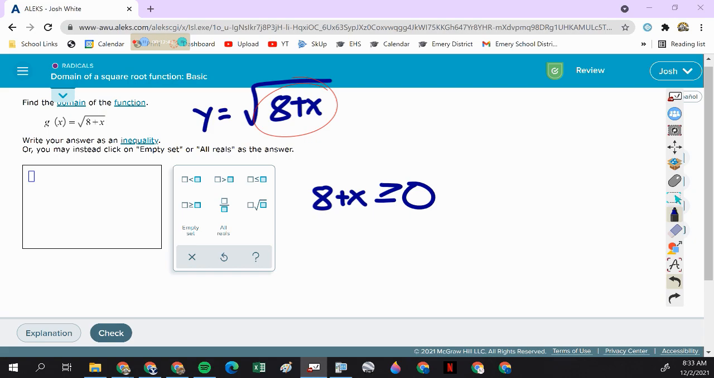We are not allowed to take the square root of negative numbers on a real graph. So we solve, and we get x is greater than or equal to -8. Okay?